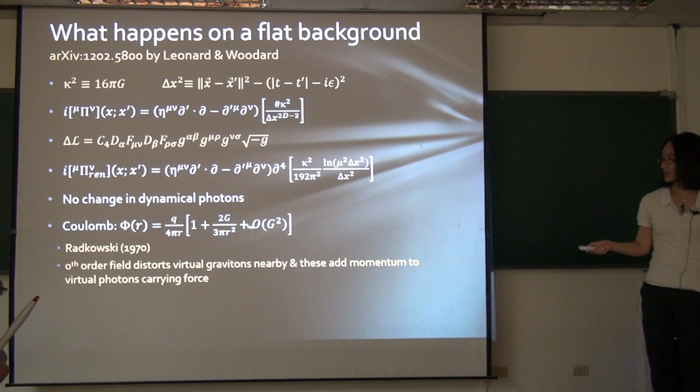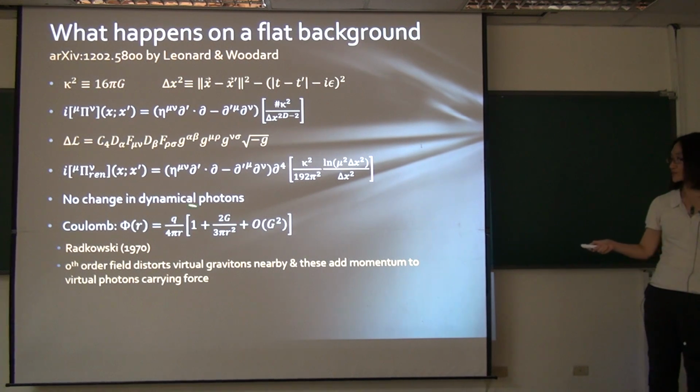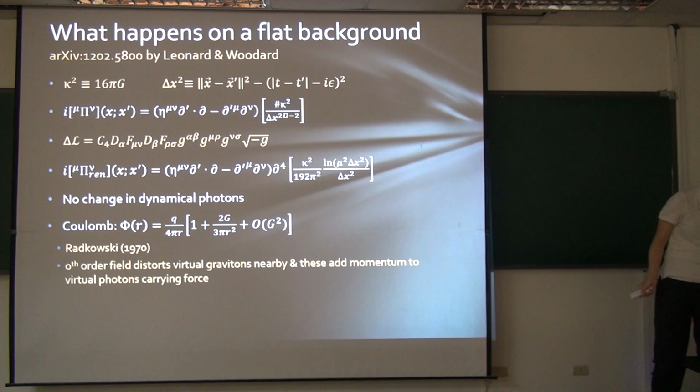So actually, you can imagine this extra piece is the zeroth order field. It distorts the virtual gravitons, and these virtual gravitons add momentum or subtract momentum to the momentum carried by the virtual photon. So you have an extra piece in the Coulomb potential. This is the phase space-time result.